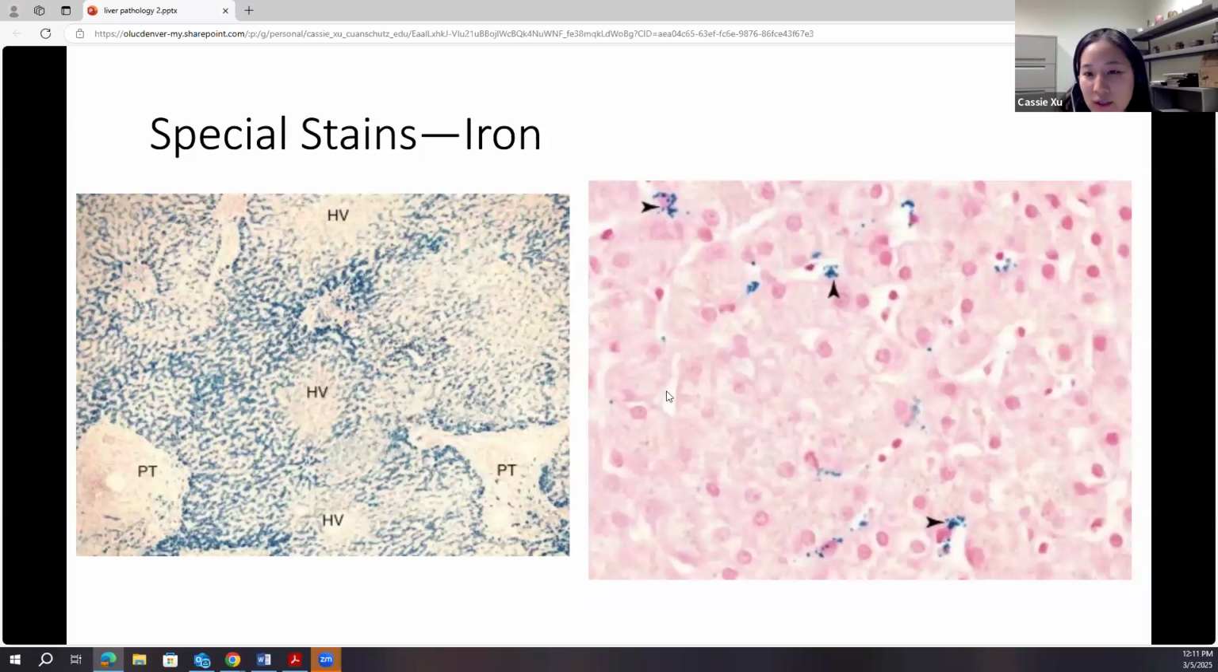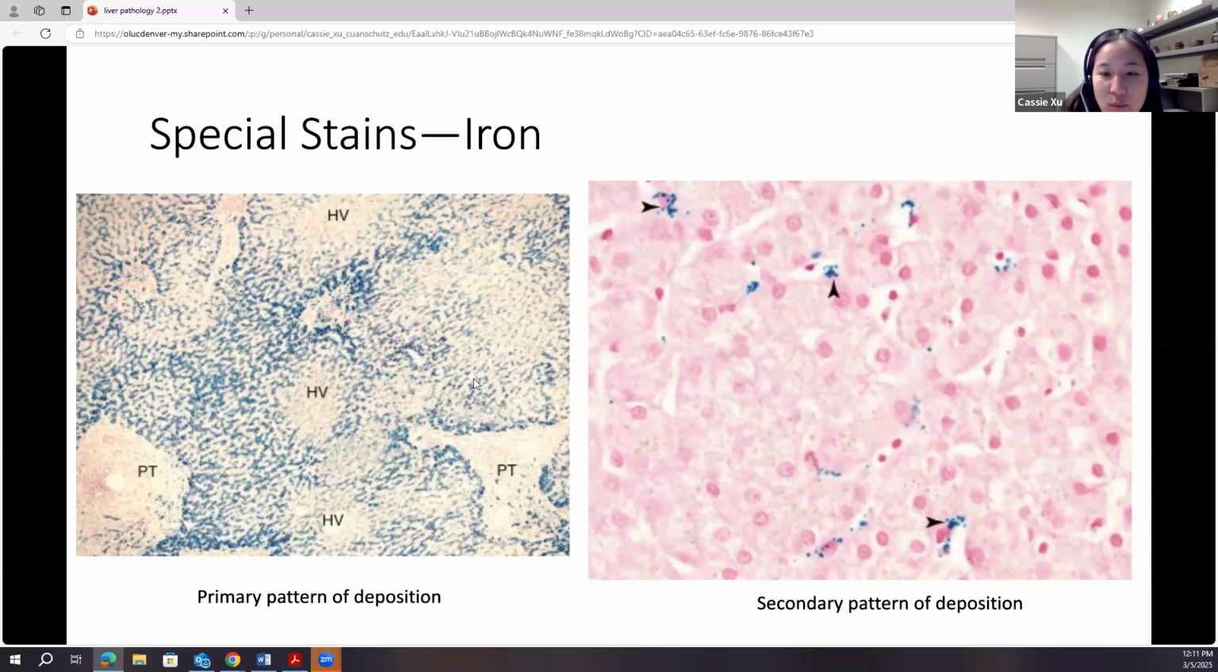The next stain is iron. As the name suggests, we're looking for iron deposition here, really evaluating for hemochromatosis. There are two main patterns of deposition. The primary pattern is iron deposition within the hepatocytes, and the secondary pattern is where you have iron deposition within the sinusoidal Kupffer cells.